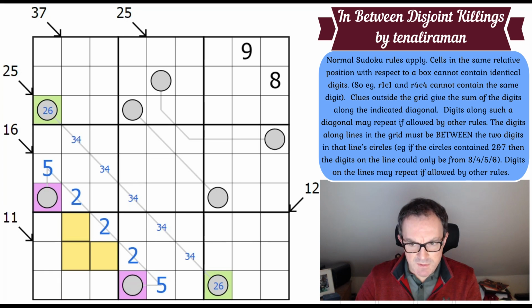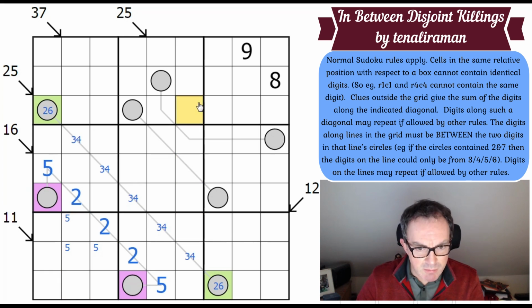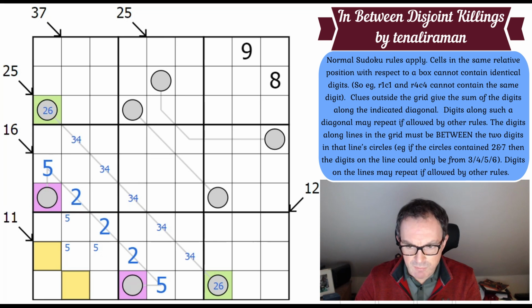5 is in one of those cells, but I must actually try and remember to do Sudoku. I've not had much opportunity to do that yet, because we've basically had no digits, but this 11 diagonal now can't be 2 9 or 5 6, so that's 4 7 or 3 8.